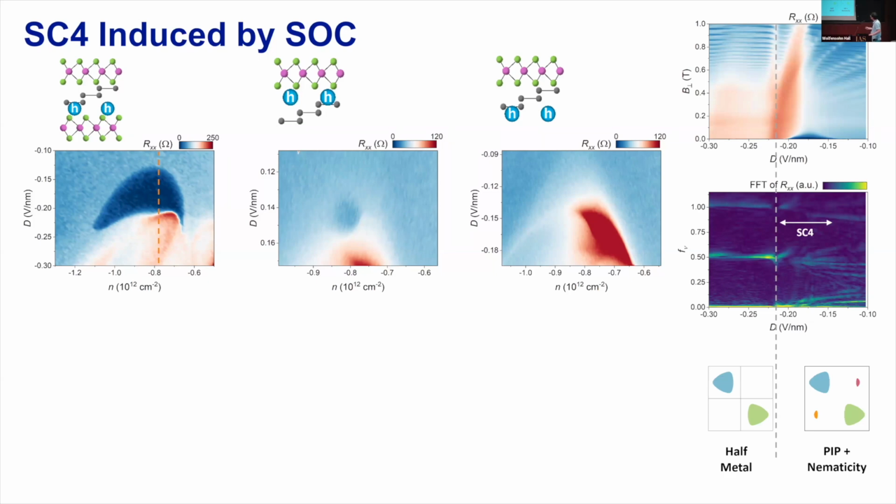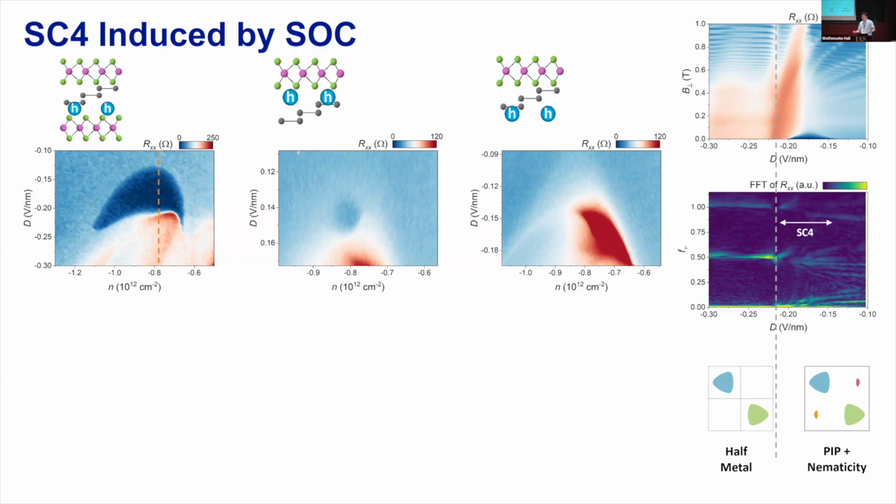And how you can tell that is you can do a vertical line cut here at constant charge density, but a range of displacement field. What you find is that, again, when you apply a magnetic field out of plane, you get quantum oscillations, right?